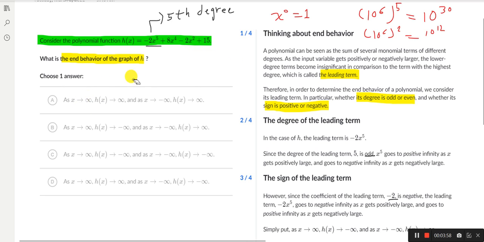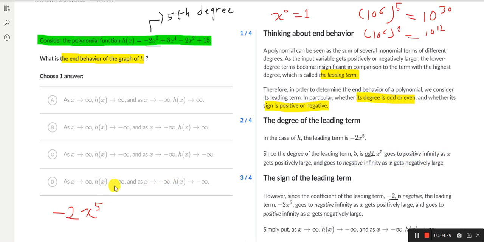In the case of h of x, which is the polynomial we're given, the leading term is negative 2x to the power of 5. And you know that x to the power of 5 goes to positive infinity as x gets positively large, and goes to negative infinity as x gets negatively large.